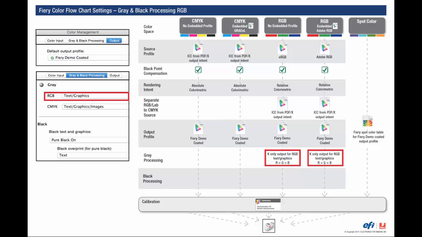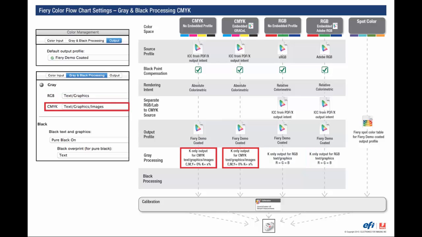To solve this problem, set the gray and black processing on the Fiery for RGB to text and graphics. This will take any text or vector graphics page object in our PDF or PostScript document and use black only to print any pixels where red equals green equals blue. This is a very safe choice for text and graphics. We would not recommend choosing images for RGB since there are cases in images where neutral pixels occur with red equals green equals blue color channels, and we don't want those to drop out and print as black only.